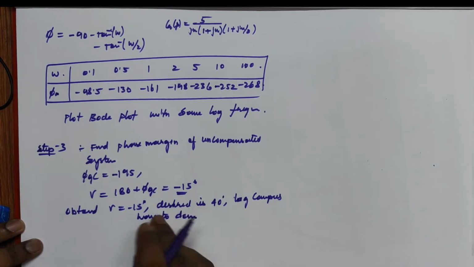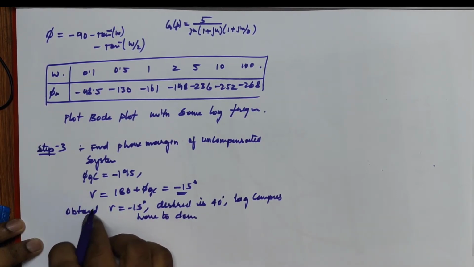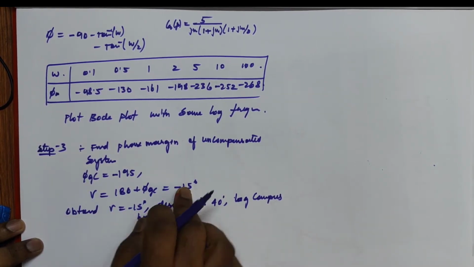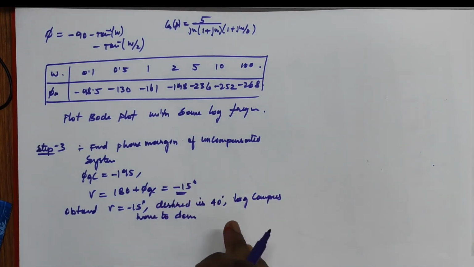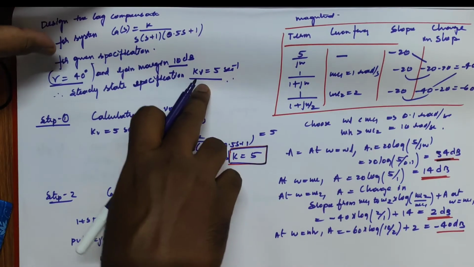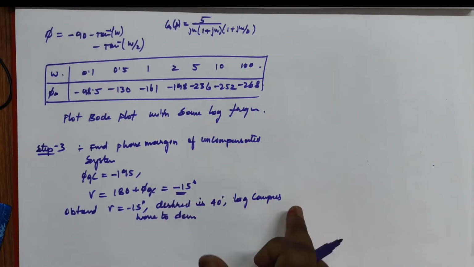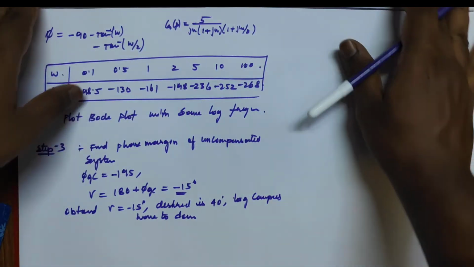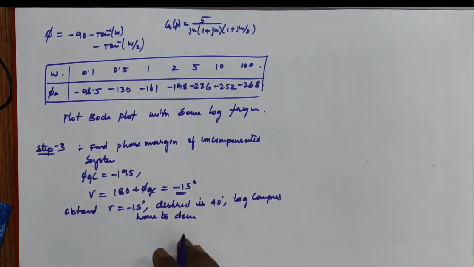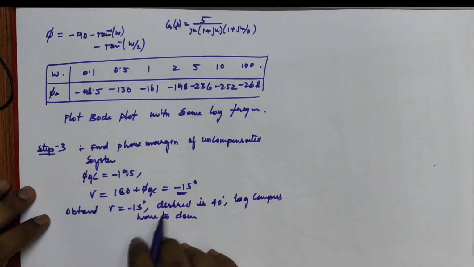Now in this process, if the phase margin is 40 degrees, that means by the steady state error specification only our job is done. But now the phase margin is -15 degrees, so we have to do the lag compensator. That is the key. To do that we have to choose a suitable value of phase margin of the compensated system. That is step 4.